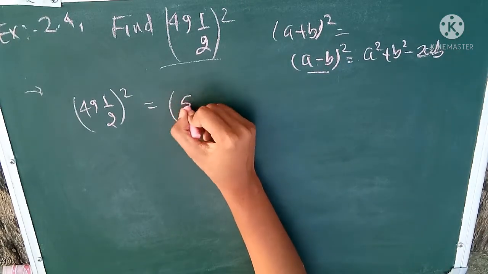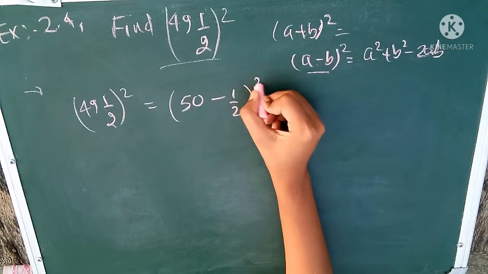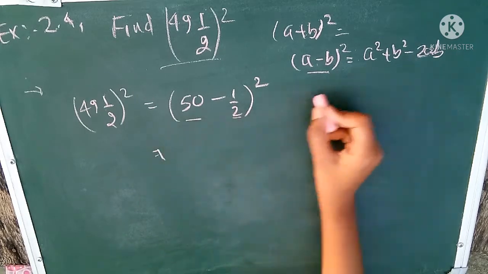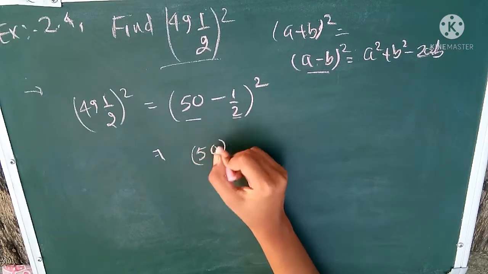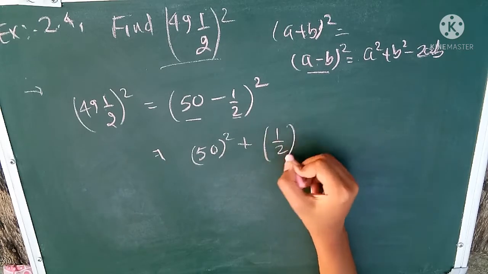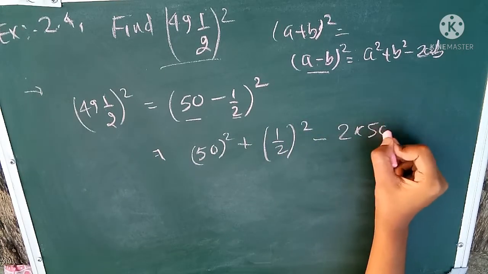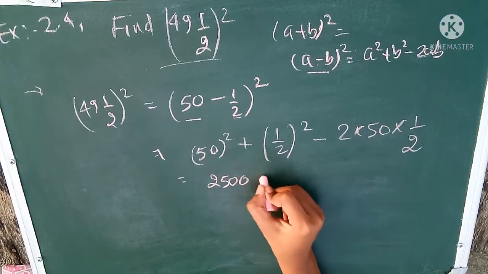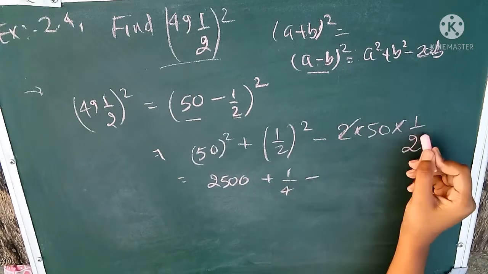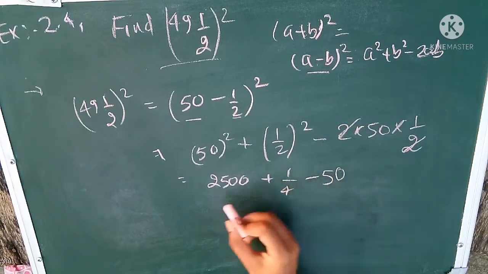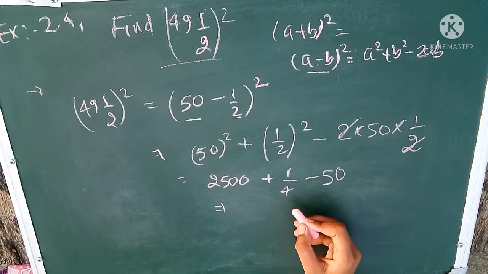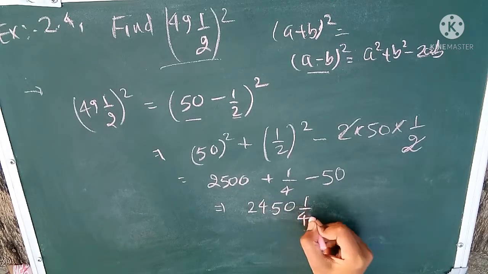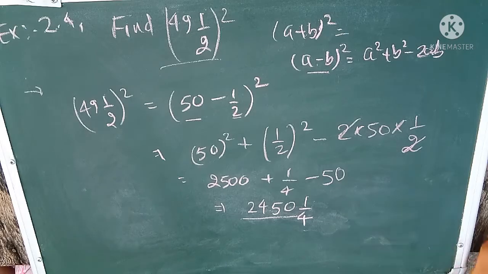It can be done as 50 minus half. So here we have a as 50 and b as 1 by 2. Now if we put in the formula, here we have 50 squared plus 1 by 2 whole square minus 2 multiplied by 50 and multiplied by 1 by 2. So here we have 2500 plus 1 by 4, and here 2 and 2 will be cancelled, so we have just 50, and after solving all this, what will we get? 2450 1 by 4.